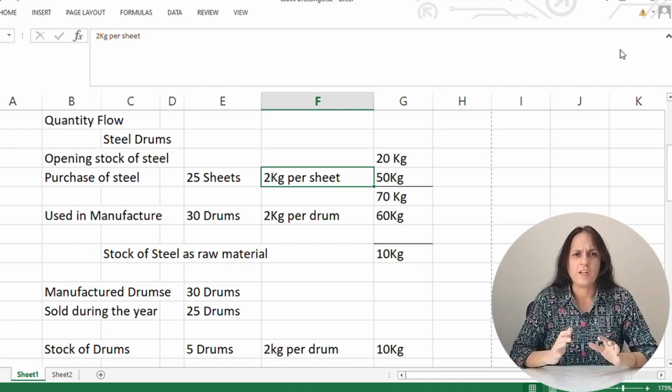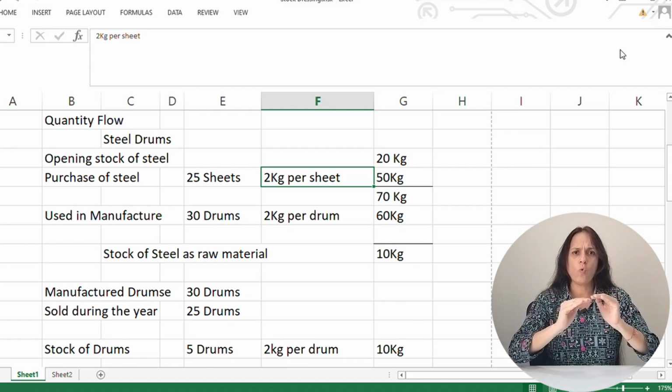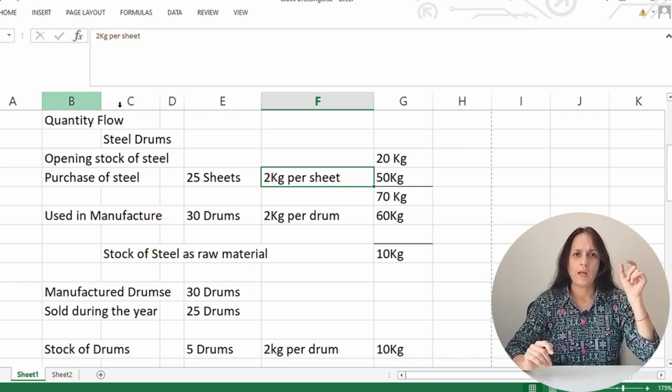Step number 1, quantity flow, and the most important chart. In the example which I just quoted, my number is then converted to weight, then converted to number again, and I am all confused on how much was the input, what were the purchases, how much is the output, what is sold, and what is still in my stock. But imagine you just convert all this into one simple unit.